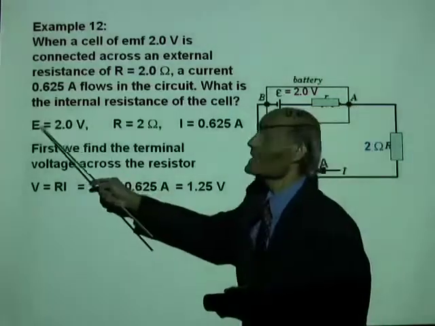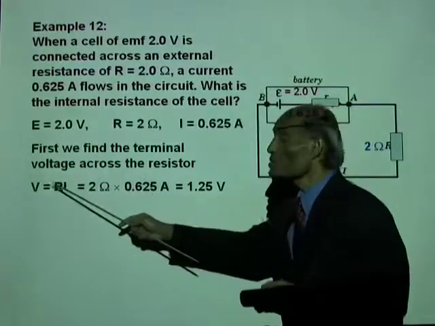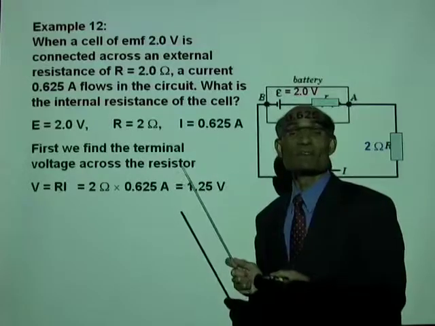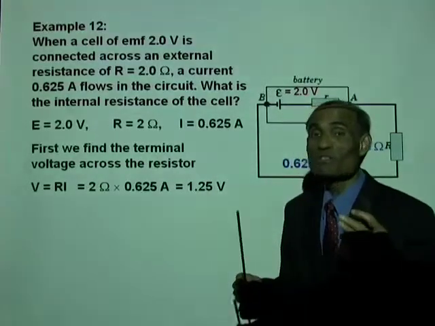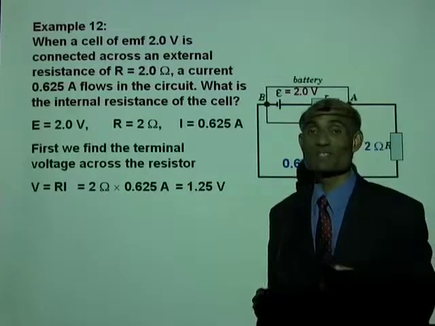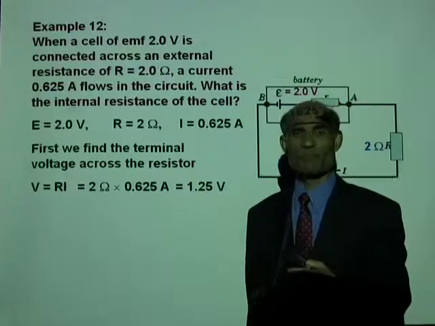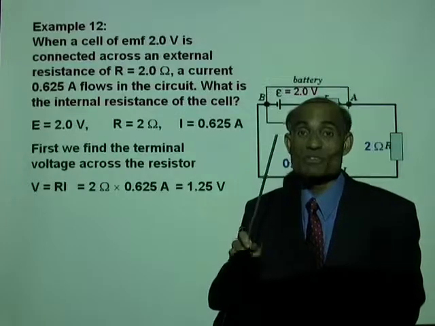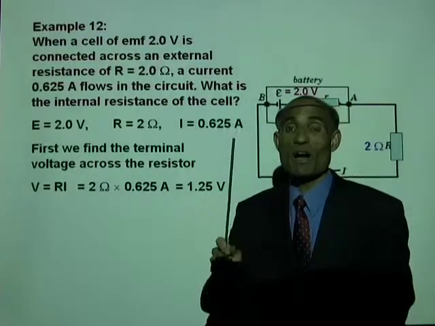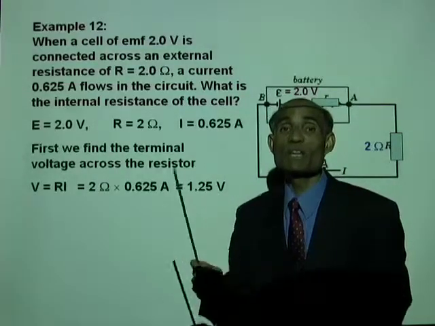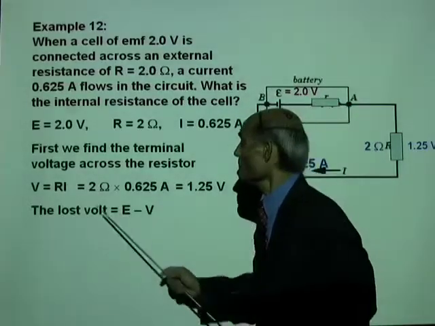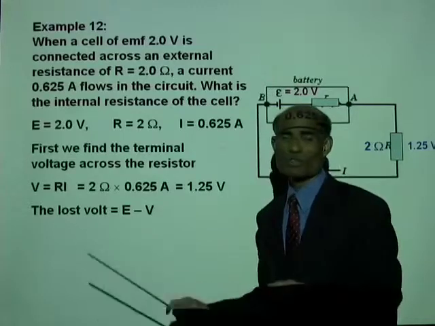We now know the EMF, we know the terminal voltage, and we know the external resistor. We can now use the formula we developed for the internal resistance. Do you remember that formula? Lowercase r equal to uppercase R times (E over V minus 1). Now, the lost volt.